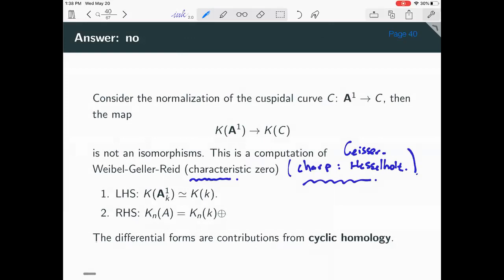I'm just over a field, and therefore algebraic K-theory is A1-invariant, so that's the left-hand side. It's just like points. But on the right-hand side, the homotopy groups, they completed the higher algebraic K-theory of C, they should be C instead of A. So there's Kn of k plus some terms. So what are these terms?